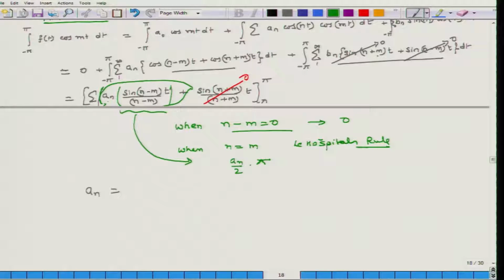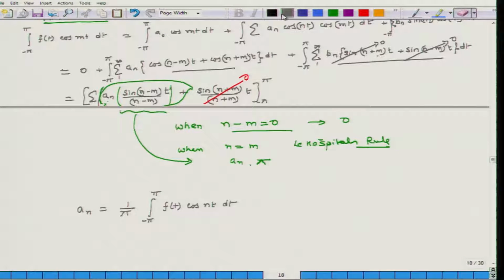So, what do I get? a_n equals 1 over pi times the integral from minus pi to pi of f(t) cosine(nt) dt. This is what I get out of it. Actually, this 2 should not be here.